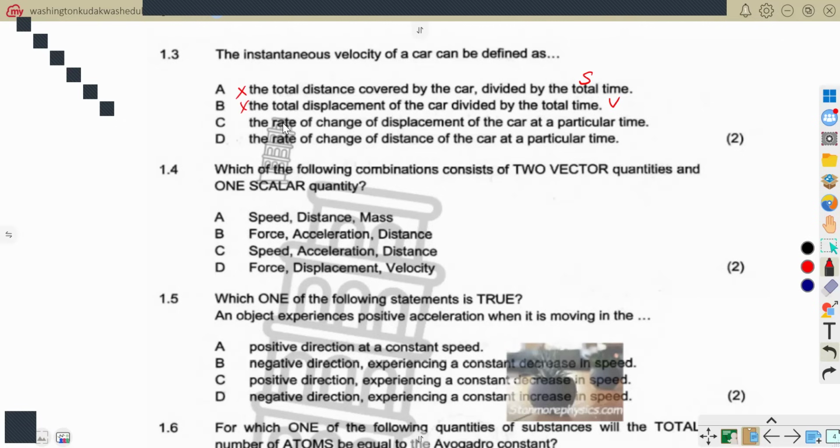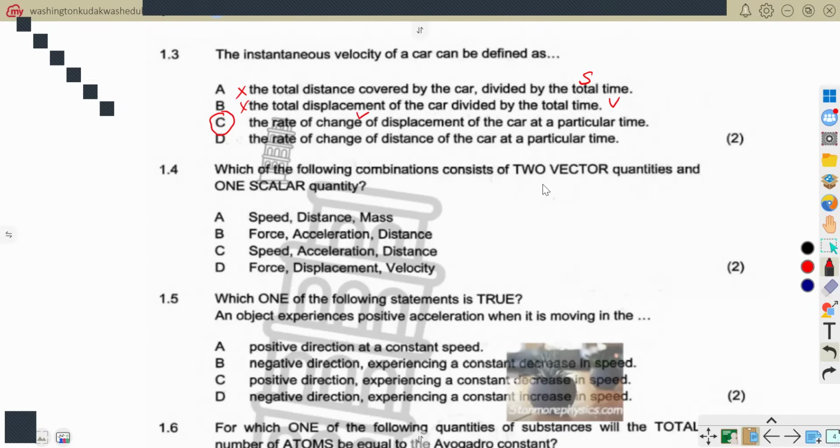And then C was saying the rate of change of displacement of the car at a particular time. So rate of change of displacement is velocity, and then they are saying at a particular time. So this is the velocity at a particular time. So this is our answer. Option C was going to be our answer for question number 1.3. Instantaneous velocity is velocity at a particular time.